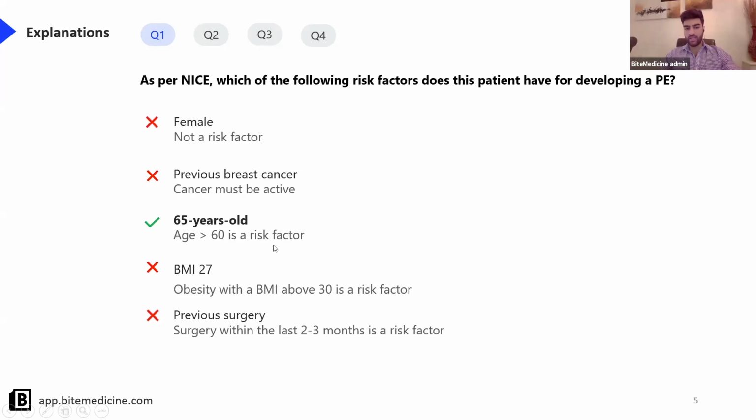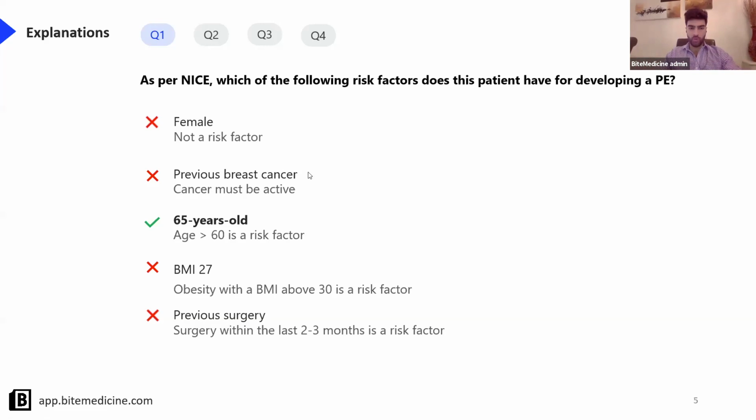Age, being elderly over 60, according to NICE, is a risk factor. Obesity is a risk factor, so BMI above 30. Previous surgery is a risk factor, and according to NICE, should be within the last 2 to 3 months. This patient had surgery a year ago. Obviously, having surgery a year ago is not going to be a risk factor for a pulmonary embolus. It's just too long ago.